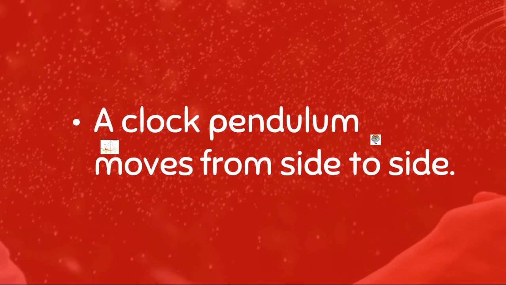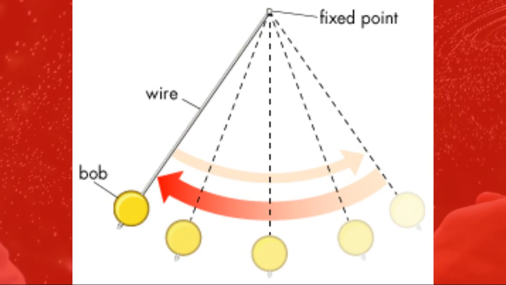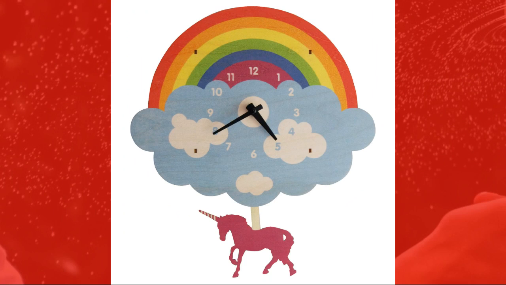A clock pendulum moves from side to side. This is kind of old. We don't see these big clocks anymore, but if you do, you're going to see this wire and a fixed point. A fixed point is something that does not move. It always stays in the same spot. And at the very end of the wire or the string, it's going to be something called a bob. And in this picture, we're going to see a clock, and the bob is actually a unicorn. So the unicorn is attached to, it looks like a popsicle stick, and it's going to move back and forth.